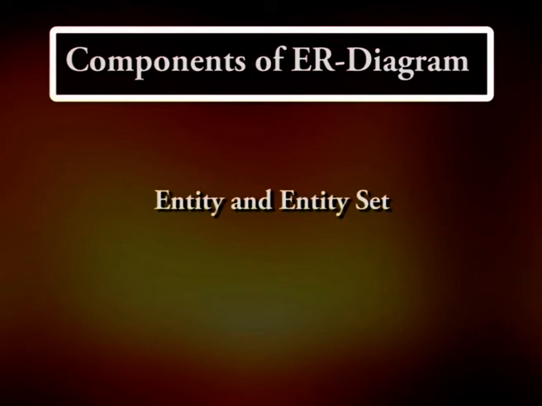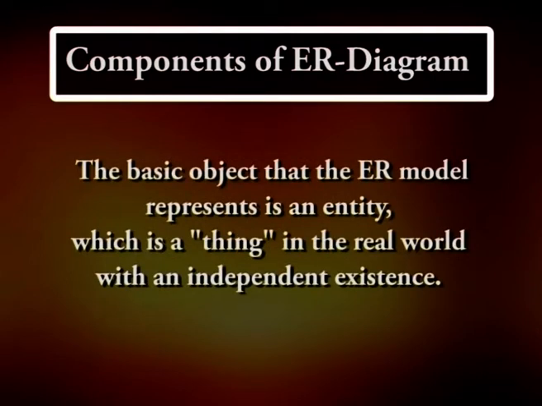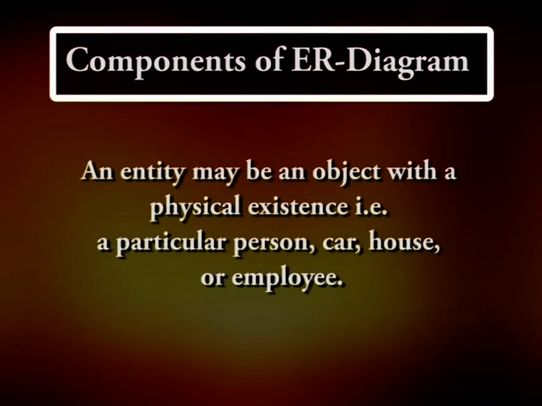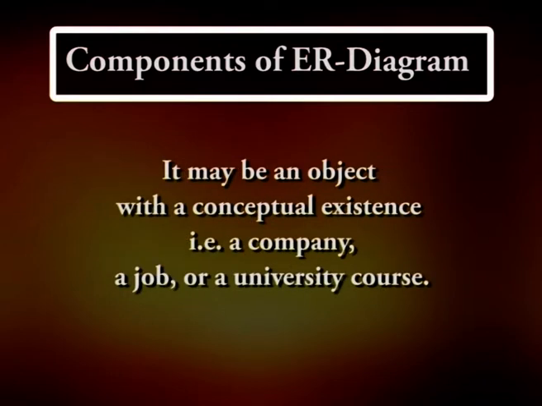First, we start with entity and entity set. The basic object that the ER model represents is an entity, which is a thing in the real world with an independent existence. We may also say that an entity may be an object with a physical existence, that is, a particular person, car, house, or an employee, or it may be an object with a conceptual existence, that is, a company, a job, or a university course.